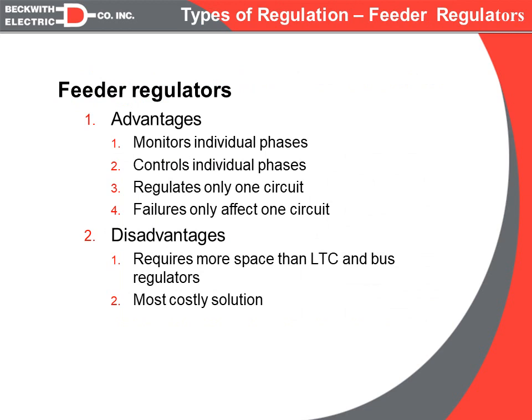Finally, we can go with feeder regulation. With feeder regulation, we are going to move the regulators further down and we're going to place them on each feeder. The advantage is now we're monitoring every phase individually of every feeder. So if we have a control failure or a regulator failure, it's only going to impact customers on one phase of one circuit. So we're going to have the least amount of impact if something were to go wrong.